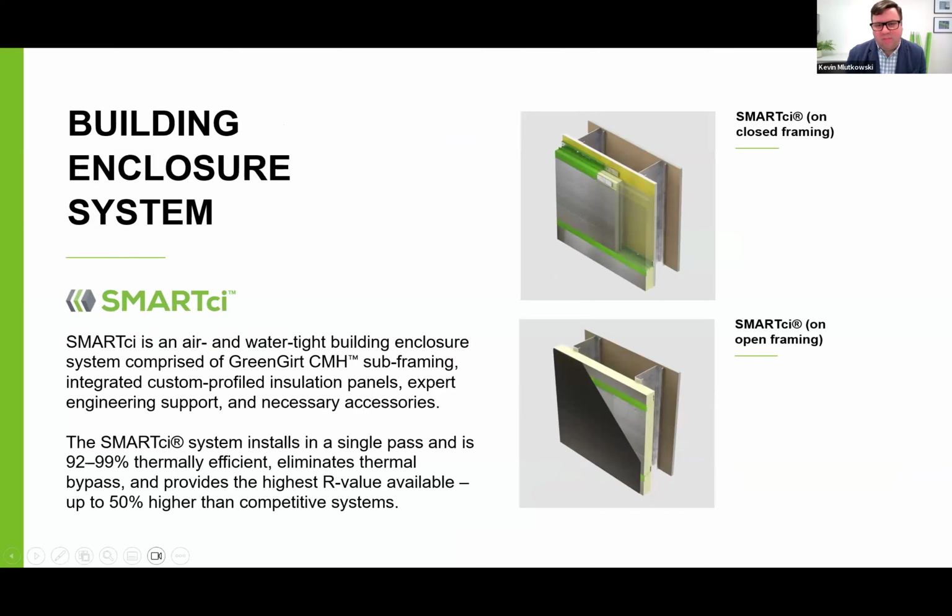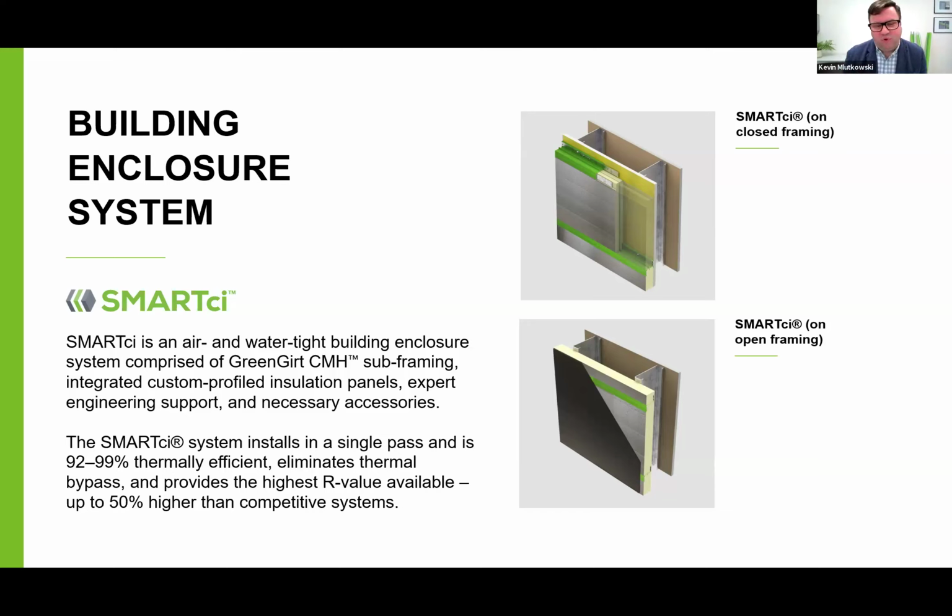Jose was talking earlier about thermal bypass, and that's one of the many benefits that come from the Smart CI building enclosure system. You can see from these two sample installations on the right, both Smart CI on closed framing and on open framing leverage the same Green-girt CMH girts, those same Z-girts with fiberglass and metal reinforcement. But like Jose was mentioning earlier, it includes custom routed rigid board insulation from any of your favorite insulation manufacturers.